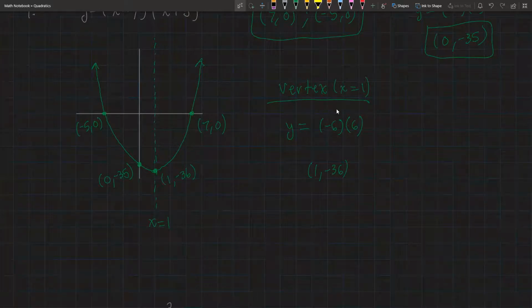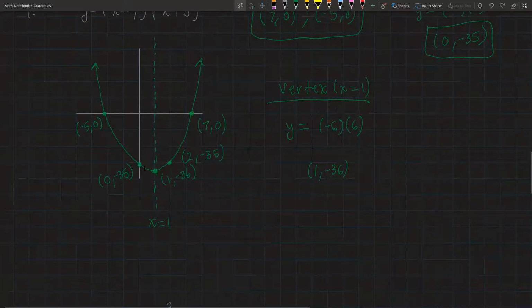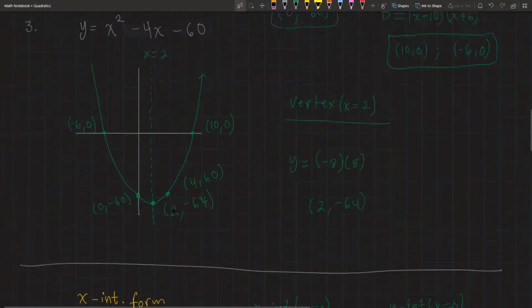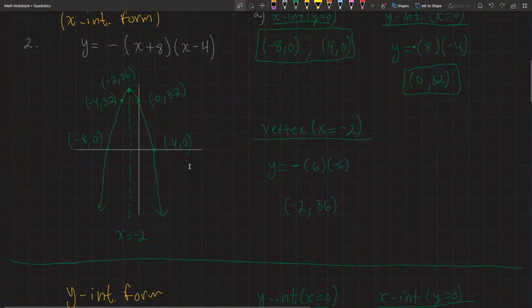Last thing is the point of symmetry. It is 2, -35. We have a distance of 1 two times. This distance is 1, and this distance is 1. The y value does not change. And done. So that was another example of X-Intercept Form. I think we've seen two at this point. Yep, there they are.